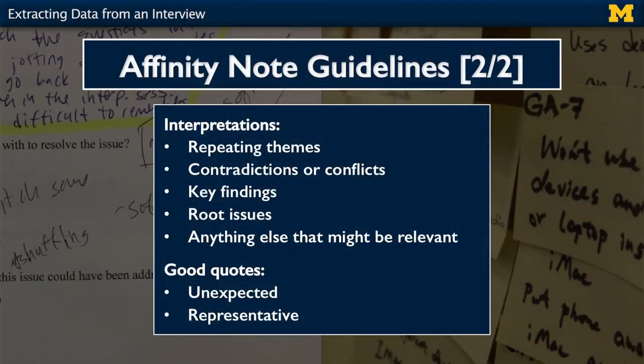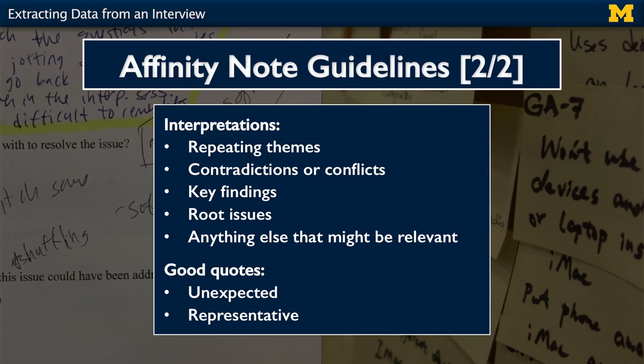I mentioned earlier that you'll want to add interpretations to your affinity notes, and these are things that you might have realized as you were taking notes, as you were conducting the interview, or even as you were generating other sticky notes. So if you notice that there are repeating themes, you might want to write that down and say, here's a repeating theme. People seem to get very frustrated when they enter the final stage of a certain process on a website. Or contradictions or conflicts that you've noticed.